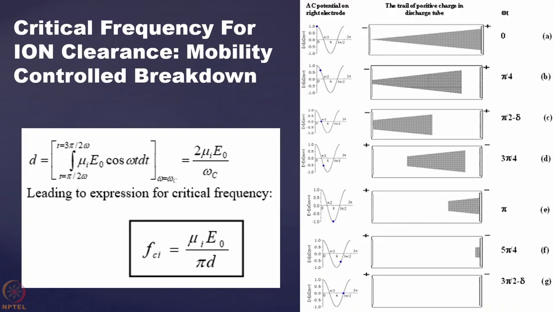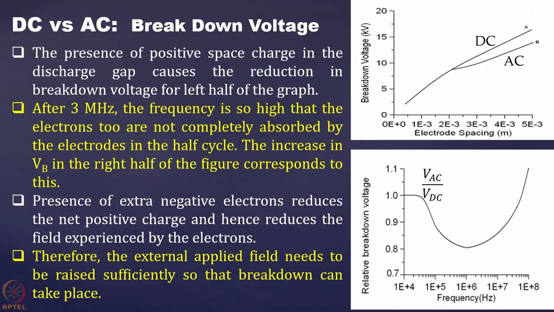So if the frequency is like this, mu I E0 by pi d, then before the next breakdown takes place, you see that the complete charge has been cleared. Okay, the complete charge has been cleared before the next breakdown takes place. So whenever the next breakdown is going to happen, it is not getting any additional assistance due to the charge which was created in the previous breakdown. So the breakdown is as good as the DC breakdown.